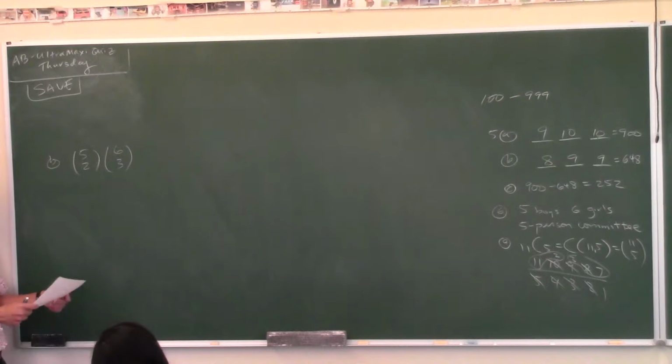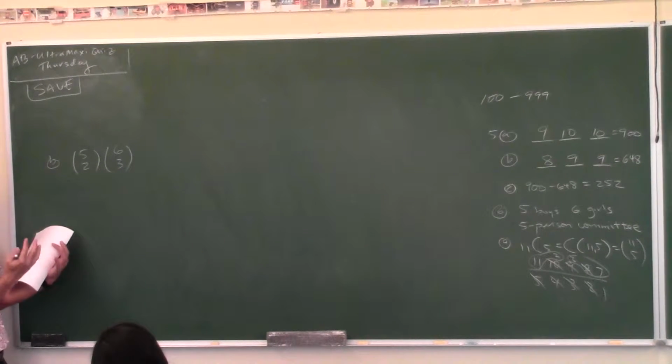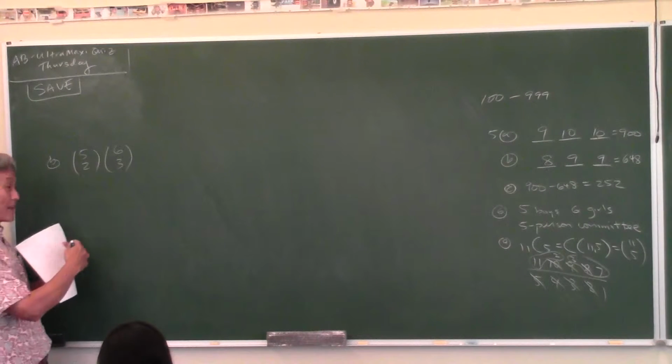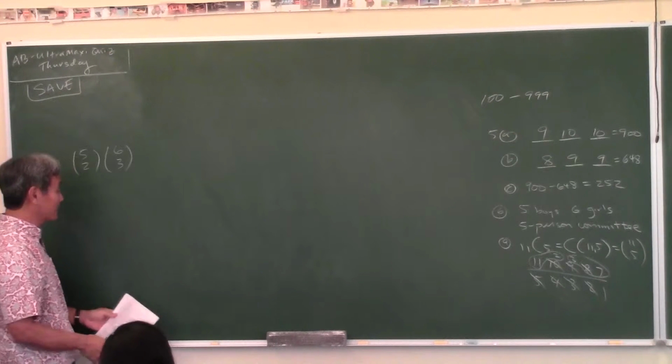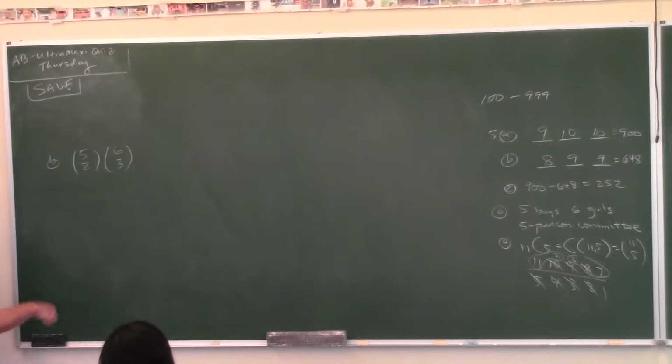Because they're occurring together. If things occur together, that's when you multiply. If things cannot occur together, that's when you add. So if they're serving on the committee together, you multiply them. Okay, why don't we just do this?